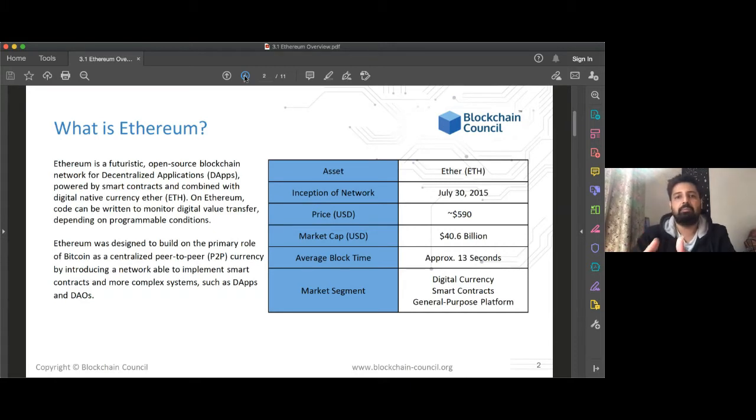That's where Ethereum became more powerful. So Ethereum was designed to build on the primary role of Bitcoin as a decentralized peer-to-peer currency by introducing a network able to implement smart contracts and more complex systems such as decentralized applications and decentralized autonomous organizations.